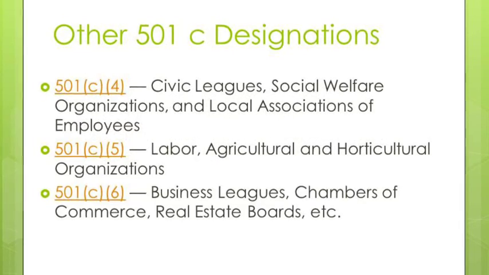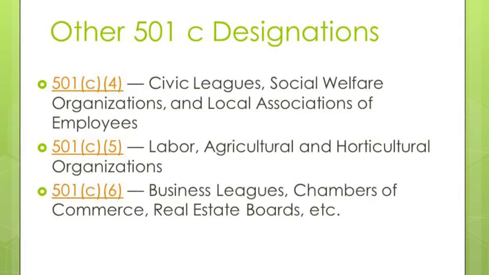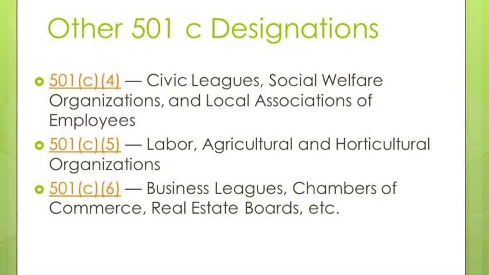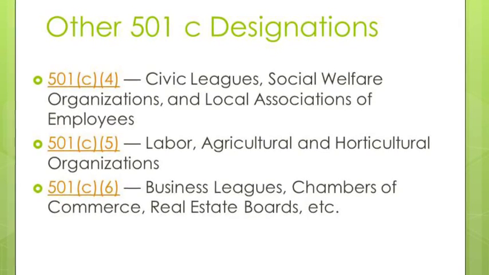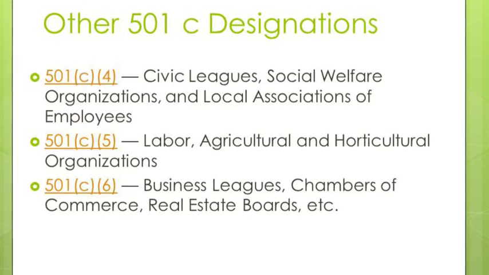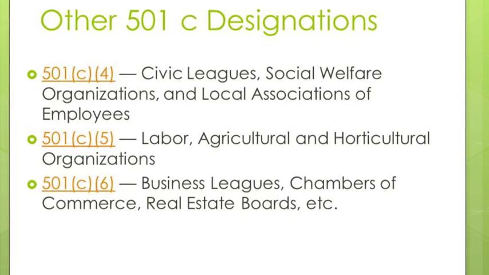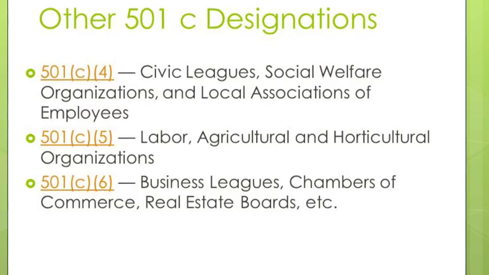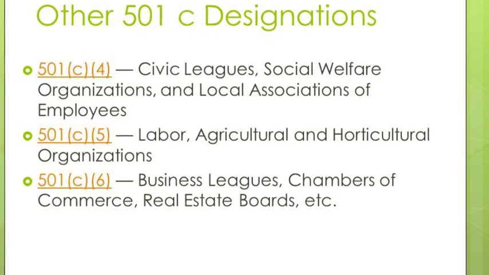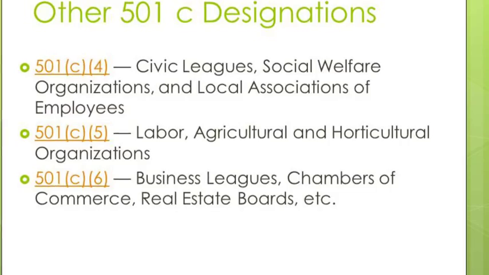So here's a look at some of the other 501c designations. Under the 501c4, you find civic leagues, social welfare organizations, and local associations of employees. 501c5 would be your labor, agricultural, and horticultural organizations. And then 501c6 would be your business leagues, chambers of commerce, real estate boards, etc. There are a total of 29 of these different designations, so you really need to do your research to see which designation is appropriate for the type of organization you'd like to form.